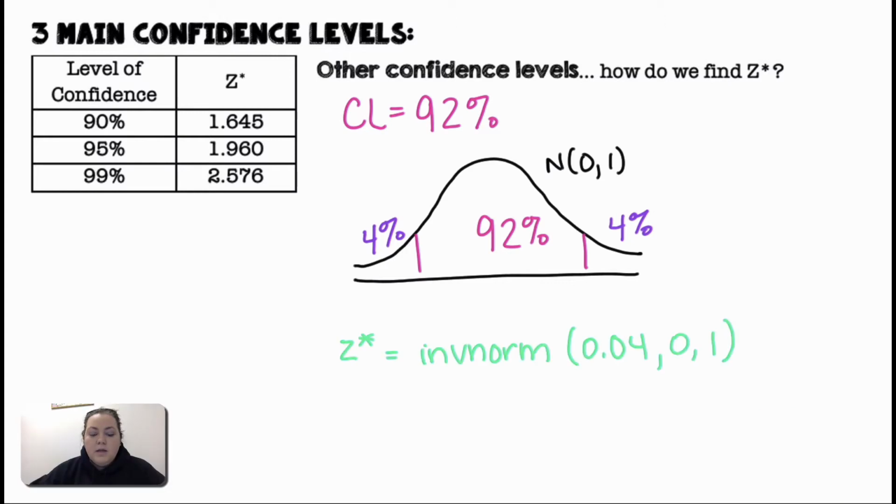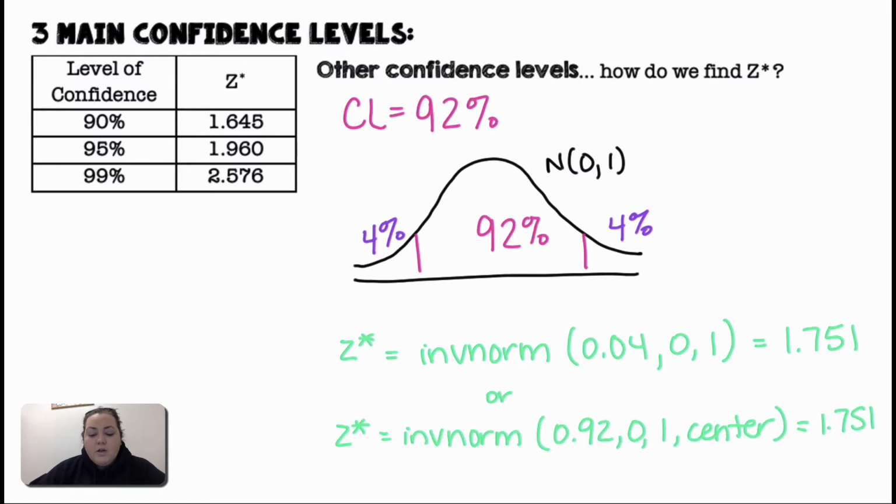All right, so in order to find z star, I would do an inverse norm. My area would be 0.04. I'm doing the area on the left side. Mean of 0, standard deviation of 1. I get 1.751. You actually probably get negative 1.751 because it's 1.751 standard deviations below the mean. But you can ignore that, it's just the absolute value of those.